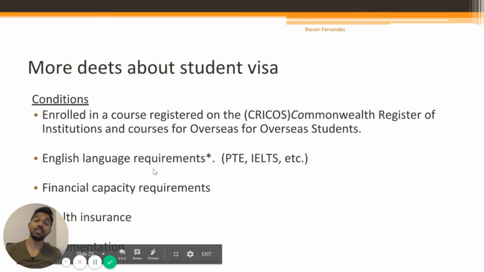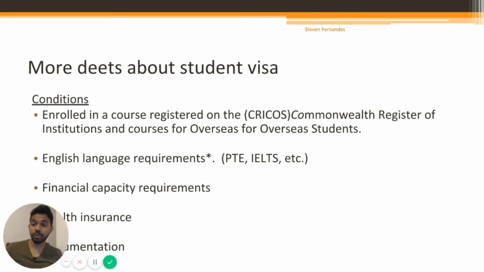Some more details on the student visa that I think will be helpful to people interested in applying. There are a few conditions that you need to meet. You need to enroll in a course registered on the CRICOS list, which is this long thing over here. It's basically an inventory of courses that the Australian government recognizes as legitimate. So make sure that your institute and the course you're doing is on that list. Only if you're on that list will you be eligible to apply. But most institutions, if they're legitimate, will be on that list.